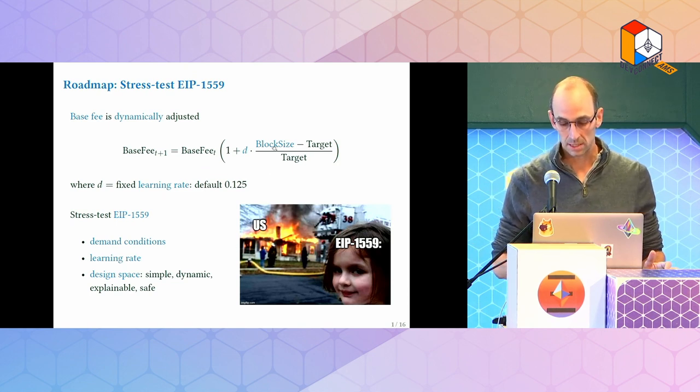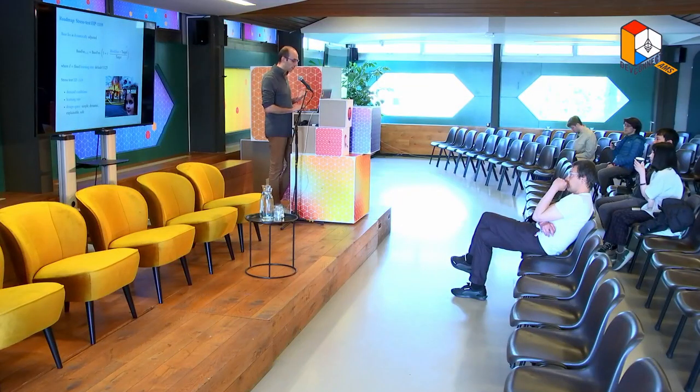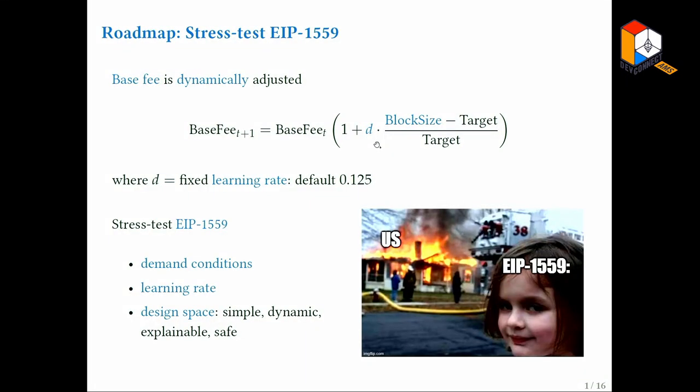So the block size, how much gas was used, and essentially a normalized term here that says how much more gas was used in comparison to the target that we have, which is right now to have half full blocks. And this depends on a fixed learning rate, which is currently the default, set at 1 over 8, or 0.125. All right, so that's exactly the update rule.